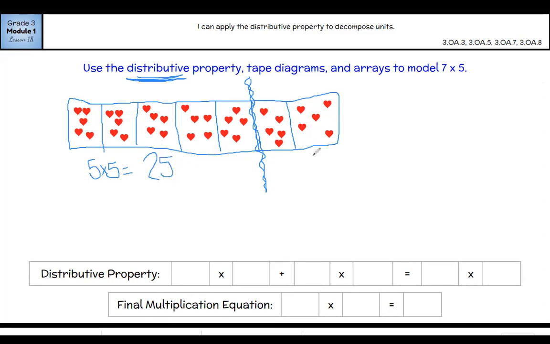Then I have to solve what's over here. I have 2 groups with 5 in each group. So that gives me 5, 10.